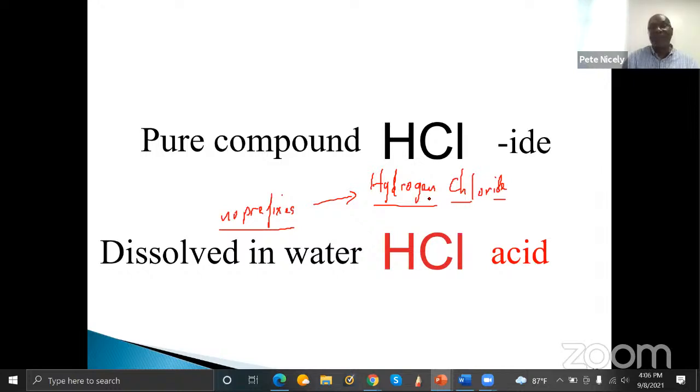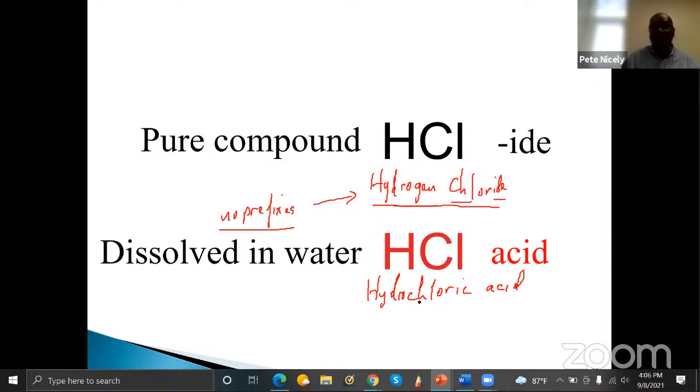Now, when you dissolve this compound in water, the resulting solution will be an acid, and the name reflects that. In fact, the name of this compound here is hydrochloric acid when the hydrogen chloride dissolves in water, all right? So the compound by itself is hydrogen chloride before you add it to water, and when you add it to water, the resulting solution is known as hydrochloric acid. That's just one example, and we're going to see more closely how we name acids like this one and others.